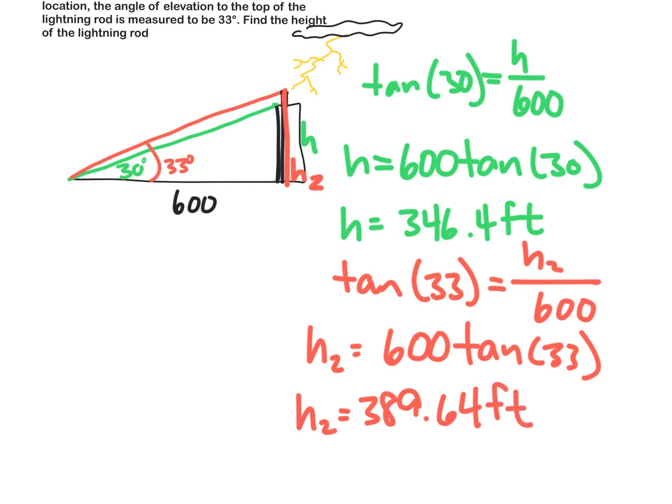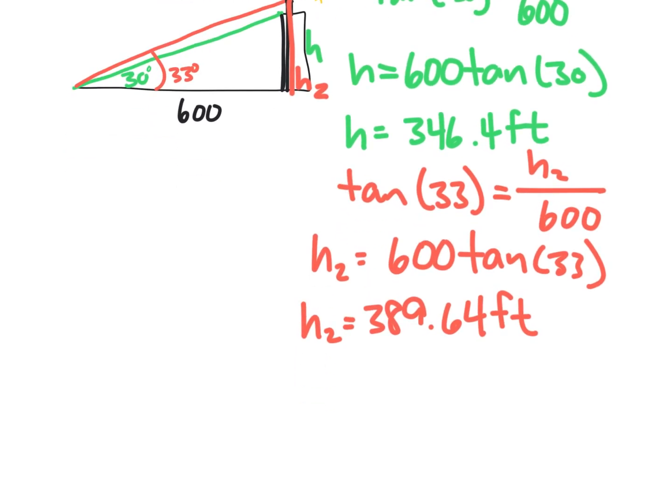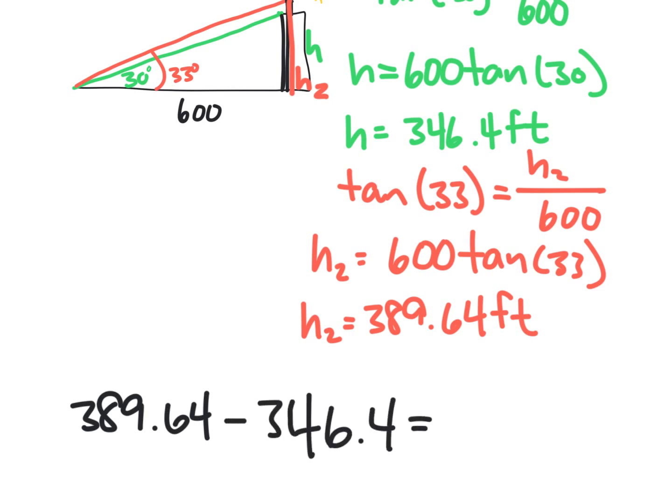So, how tall is the lightning rod by itself? Well, that would just be 389.64 minus 346.4, which is 43.24 feet.